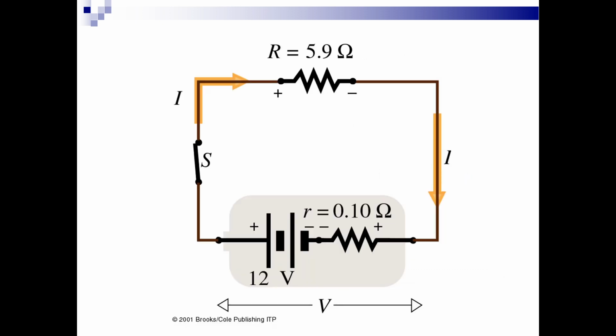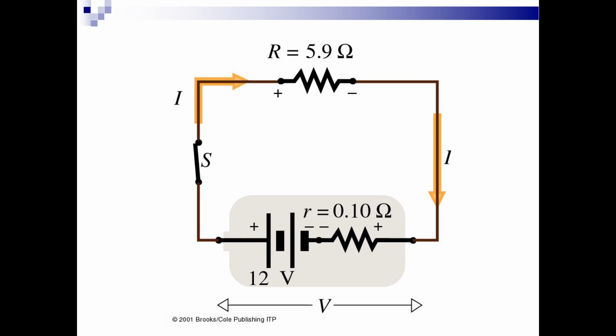Here's a numerical example. Nice clean numbers here. If our external resistance is 5.9 ohms and our internal resistance is 0.1 ohms, that means our total resistance is going to be 6 ohms. So if we have a 12 volt battery and 6 ohm resistance, that means 2 amps of current are going to flow.